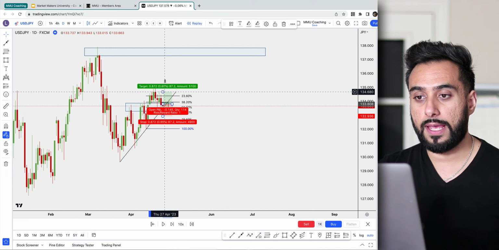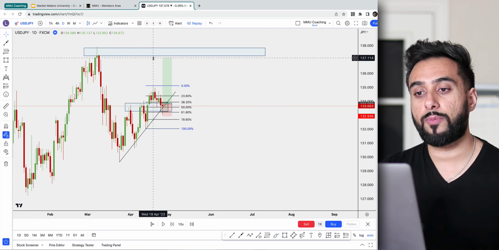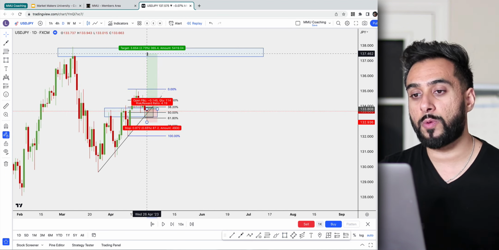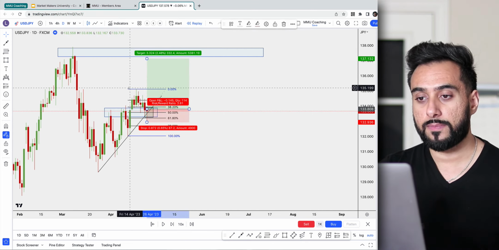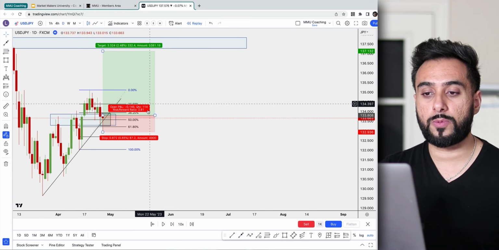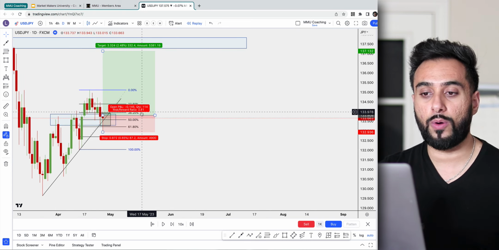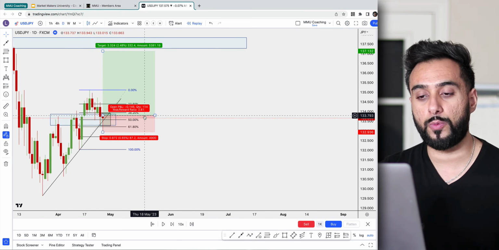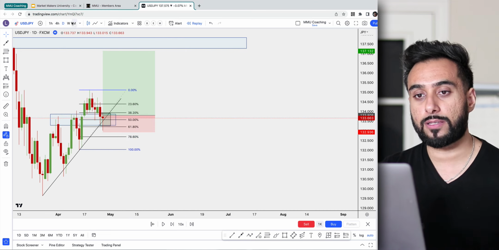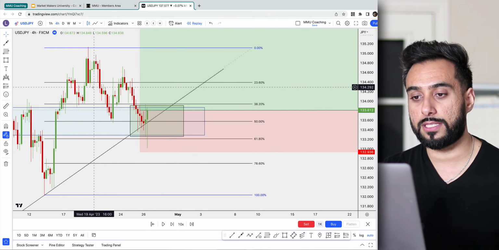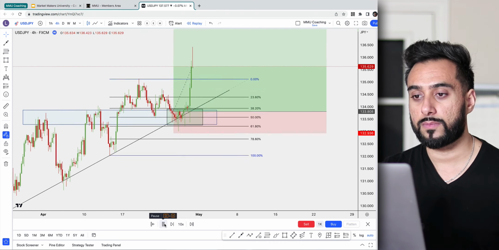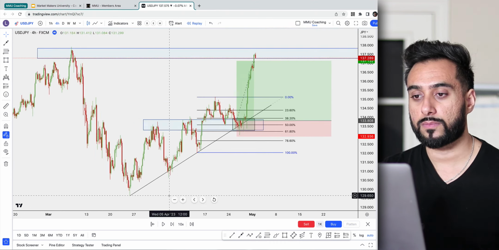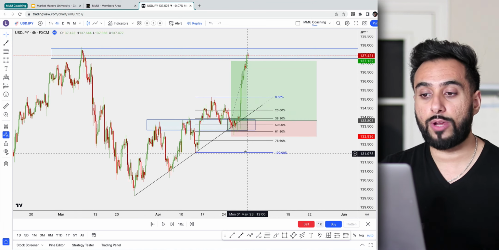Again, we don't want to put our take profit in the actual zone. We want to be a little bit conservative. This will give us a decent risk to reward ratio of 3.8, so almost 4 risk to reward ratio. So we'll go back to the 4-hour chart and just see this play out. Okay, so the trade hit take profit.